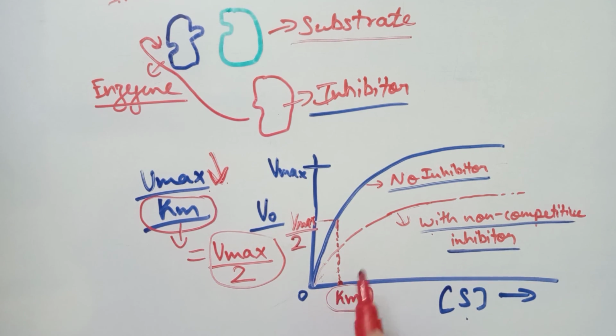So in this way, using these two metrics, the Vmax value and the Km value, we can understand non-competitive inhibition.